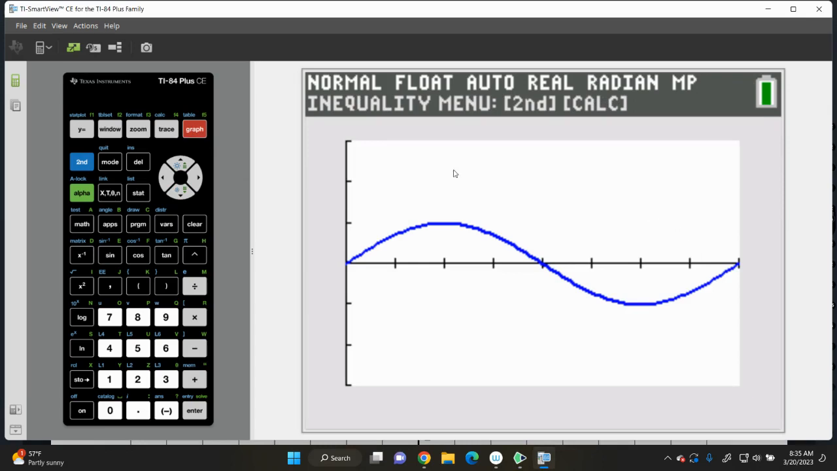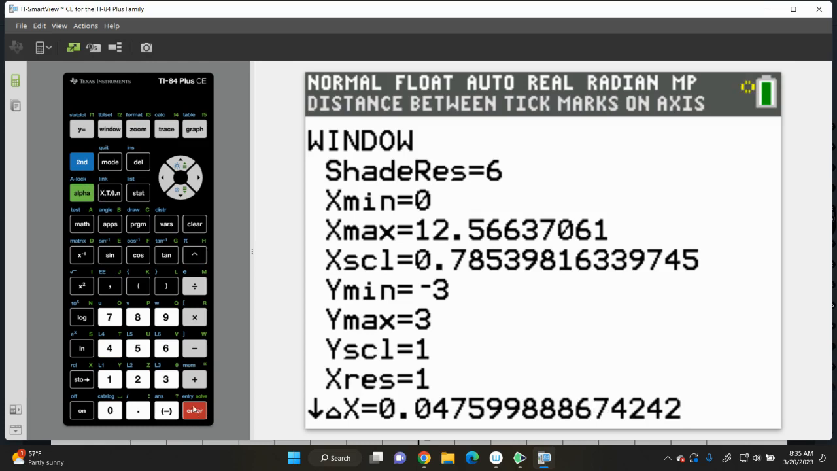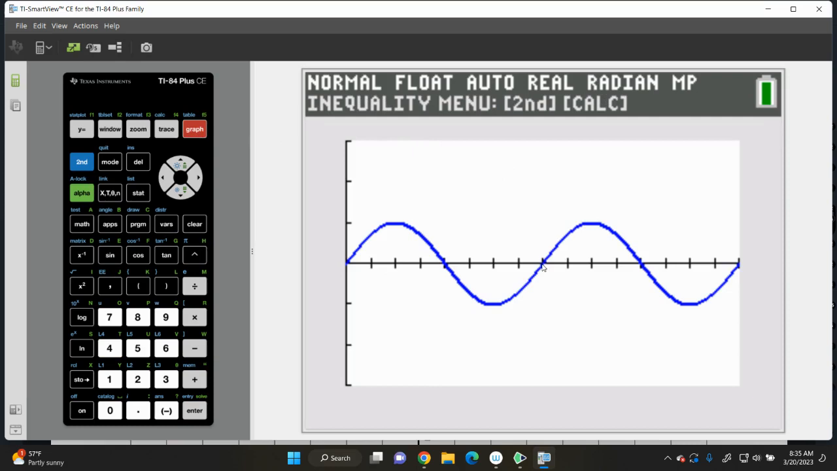Now, if I change my window to go from 0 to 4 pi, what do you think is going to happen? It's just going to repeat itself. So here was 2 pi right here and 4 pi. So we get 2 curves.